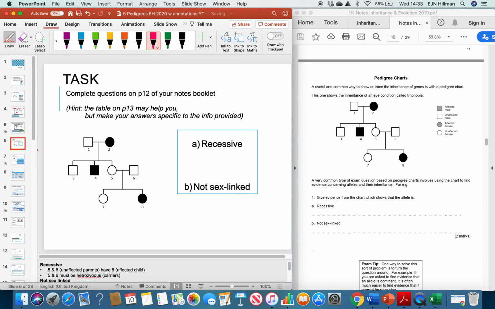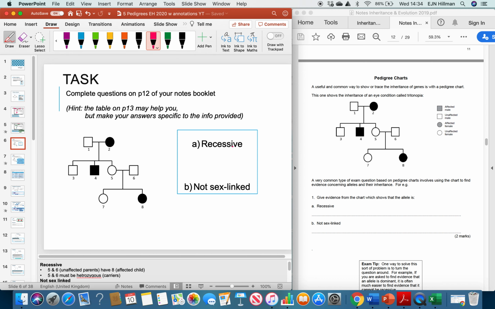Okay, now on page 12 in your notes, you have this diagram. If you want to pause at this stage, do so, and then you can work through the question. So the evidence from the pedigree that this condition, which is tritanopia, is recessive and not sex-linked. So pause now if you want to work through that yourself. If not, I will give you the answer.